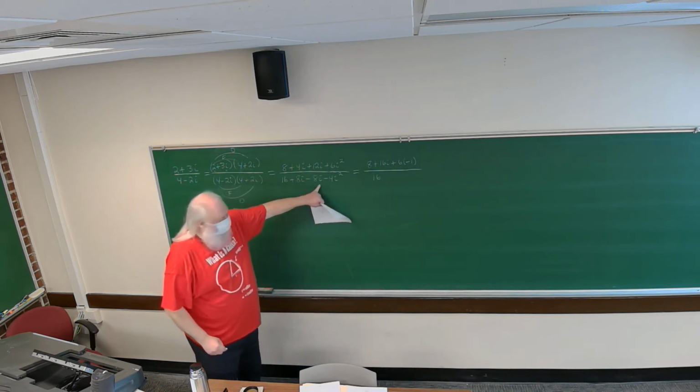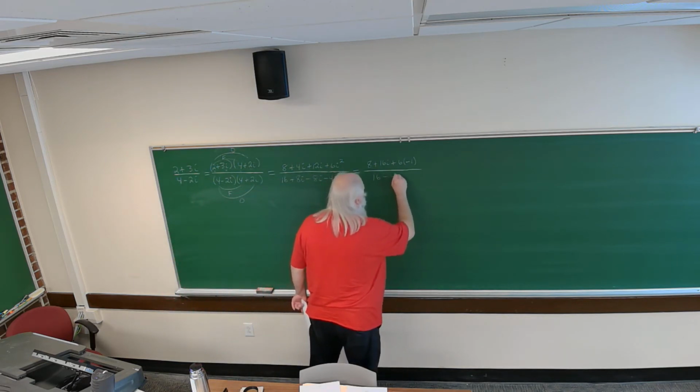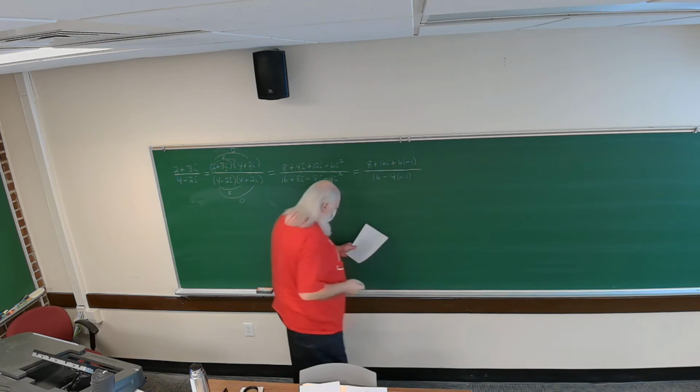8i minus 8i is 0. And then we have minus 4i squared, where again, i squared is equal to negative 1.